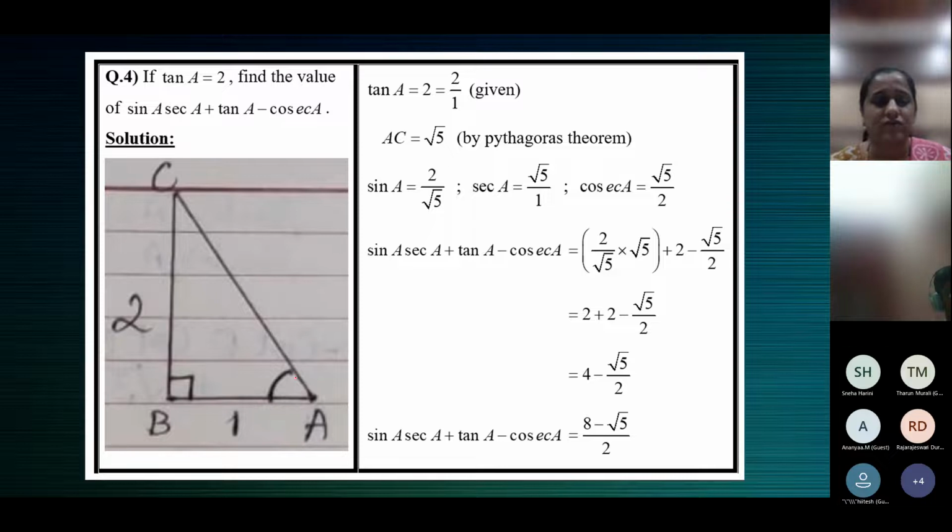So what is tan A? With respect to angle A, this is the opposite side and this is the adjacent side. This is the hypotenuse because it's opposite of the right angle. Now what does tan A connect? It connects the opposite side and the adjacent side. Tan A is equal to opposite BC by adjacent AB. So tan A is equal to 2, meaning 2 by 1. Opposite is 2, adjacent is 1. This is opposite, this is adjacent.